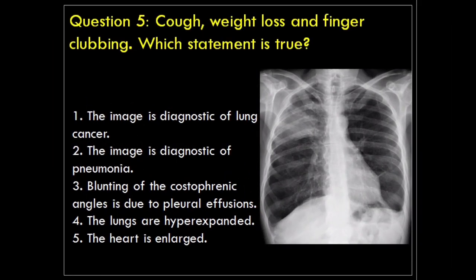Question 5. Cough, weight loss and finger clubbing. Which statement is true? 1. The image is diagnostic of lung cancer. 2. The image is diagnostic of pneumonia. 3. Blunting of the costophrenic angles is due to pleural effusions. 4. The lungs are hyperexpanded. 5. The heart is enlarged.